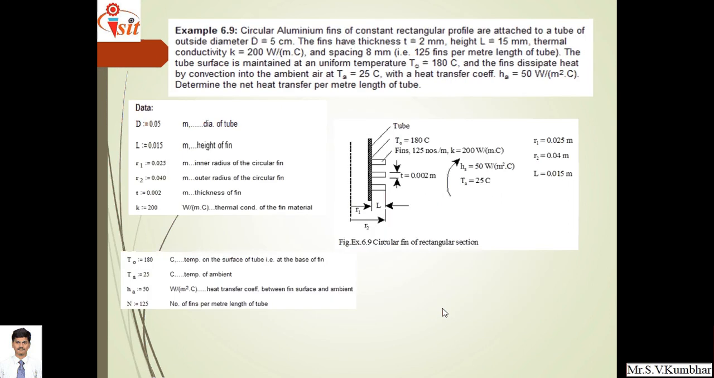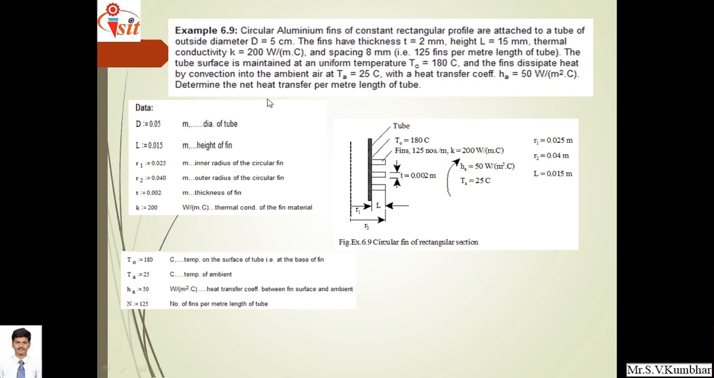This is example number 3. Circular aluminum fins of constant rectangular profile are attached to a tube of diameter d equal to 5 cm. The fins have thickness t equal to 2 mm, height L equal to 15 mm, thermal conductivity k equal to 200 watt per meter degree centigrade, and spacing 8 mm, that is 125 fins per meter length of tube. The tube surface is maintained at a uniform temperature of 180 degrees centigrade, and the fins dissipate heat by convection into the ambient air at Ta equal to 25 degrees centigrade with heat transfer coefficient h equal to 50 watt per meter square degree centigrade.